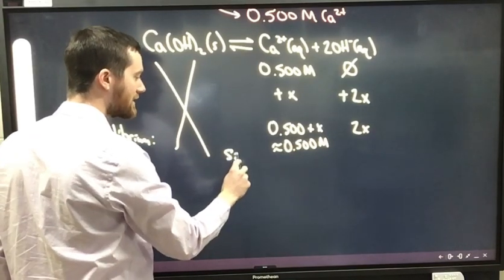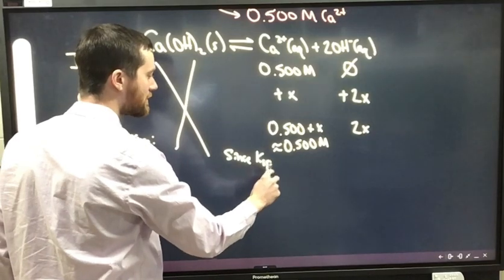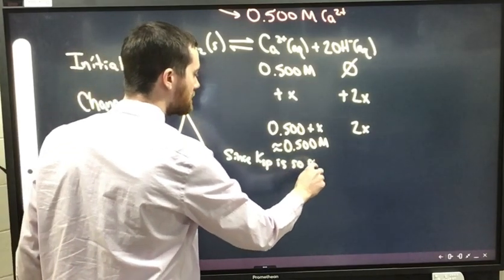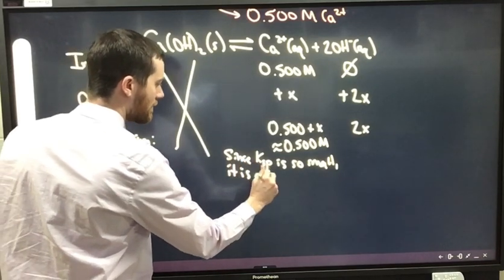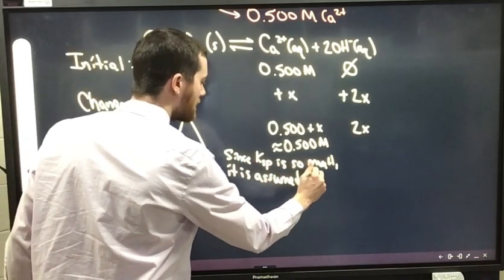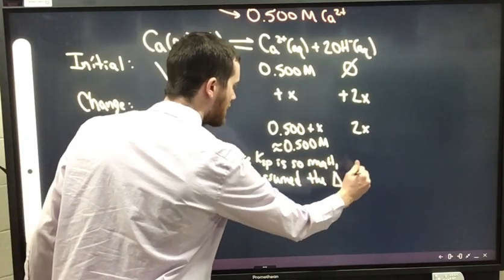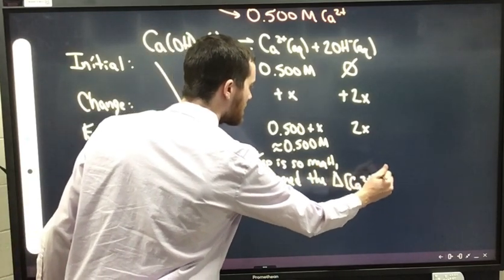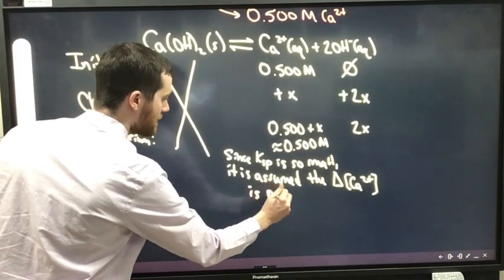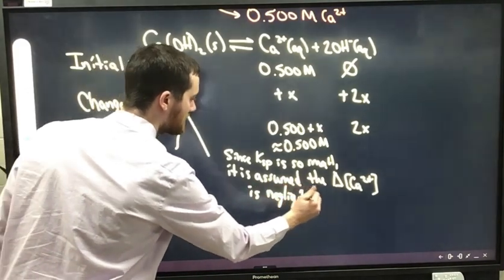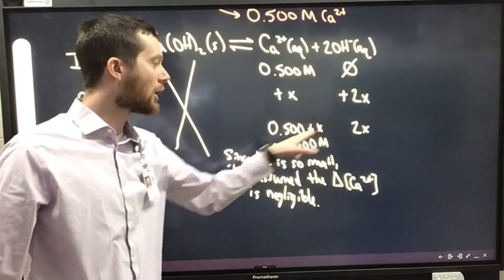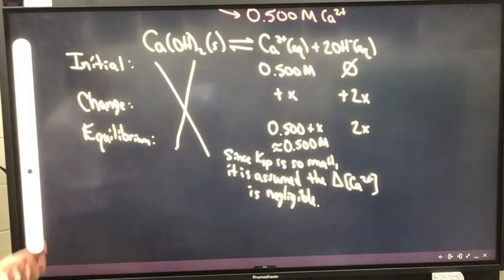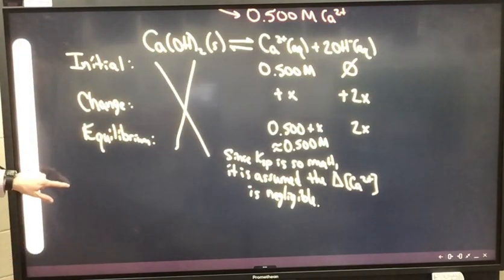Something along the lines of, since KSP is so small, it is assumed that the change in the concentration of your calcium ions is negligible. That allows us to clean this problem up. I only have one variable or one term here really that has an x in it, so this is going to be much easier to solve when I try to plug this into my equilibrium expression.